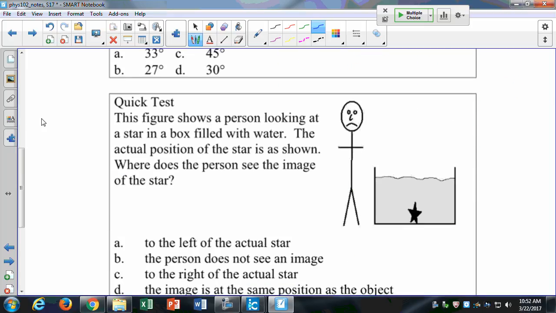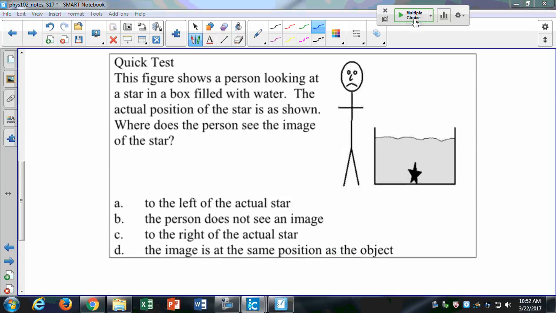I think I have one more here. Oh yeah, we did one similar to this with the fish. This person is looking at a star in a box filled with water. The actual position of the star is shown. Where does the person see the image of the star?